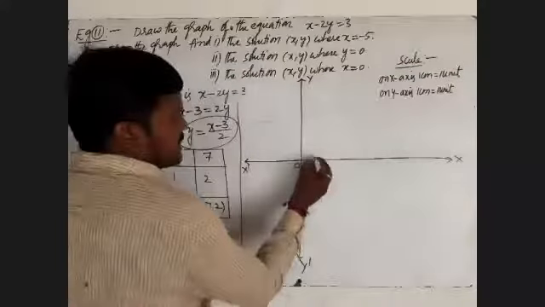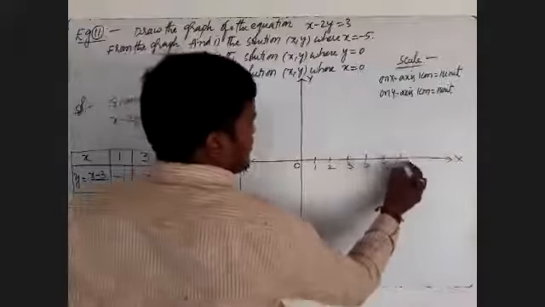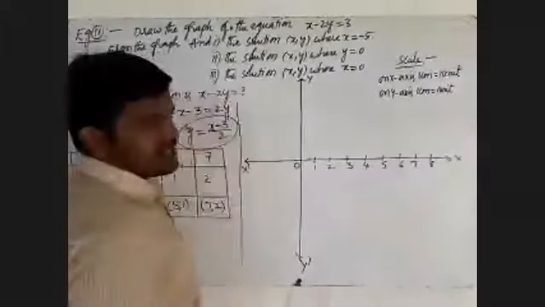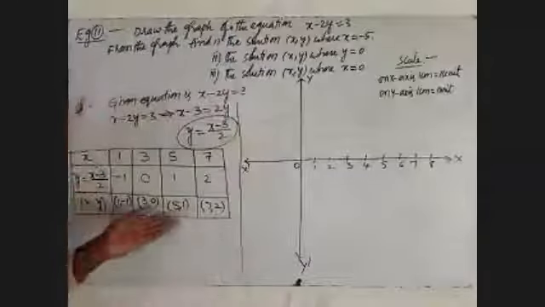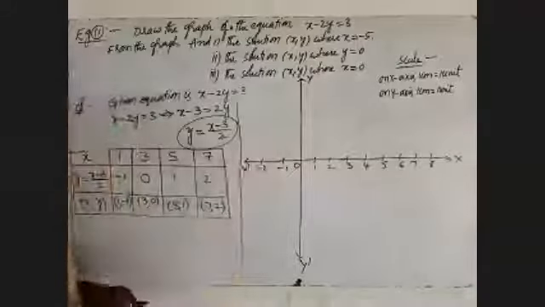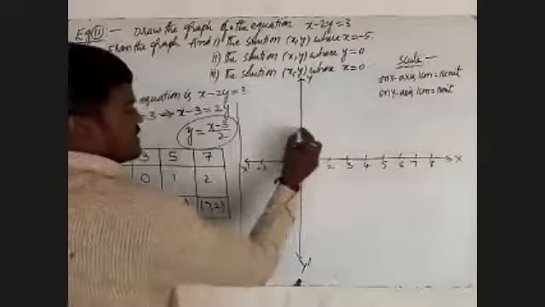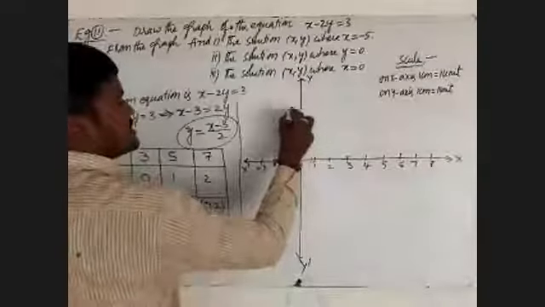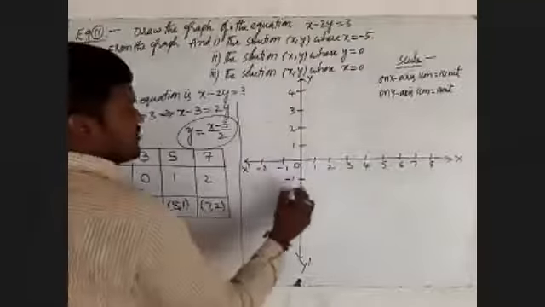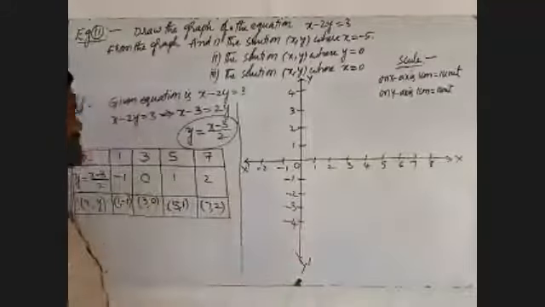After that, we'll take the x coordinates 1, 2, 3, 4, 5, 6, 7 and 8. Their negative x-axis values, I will take minus 1 and minus 2. After that, we'll take the positive y-axis: this is 1, this is 2, this is 3, this is 4. Their negative y-axis is minus 1, minus 2, minus 3 and minus 4. We will observe in this one.